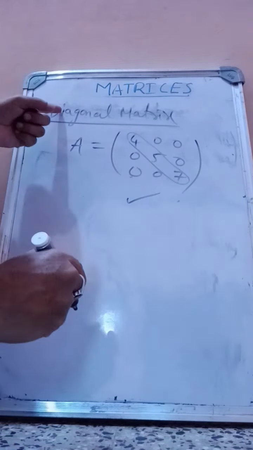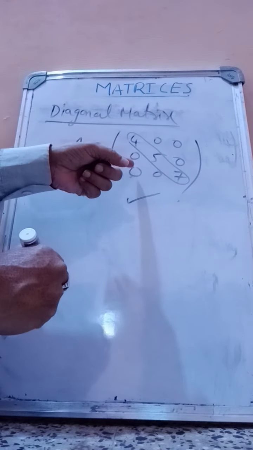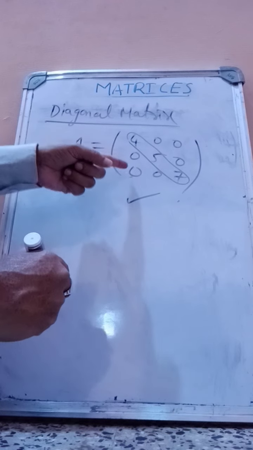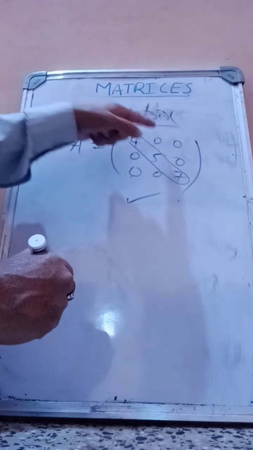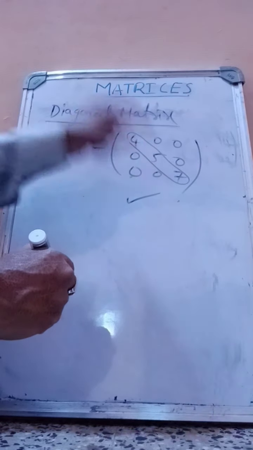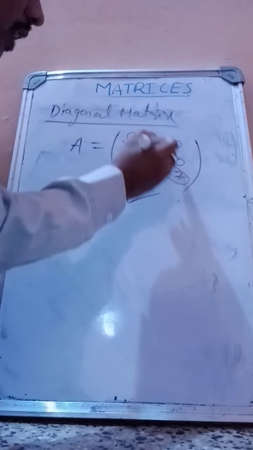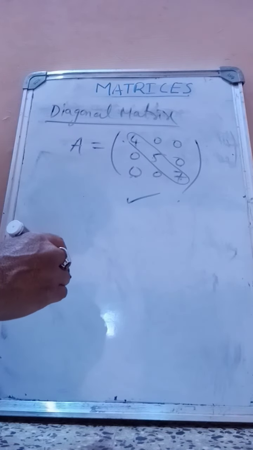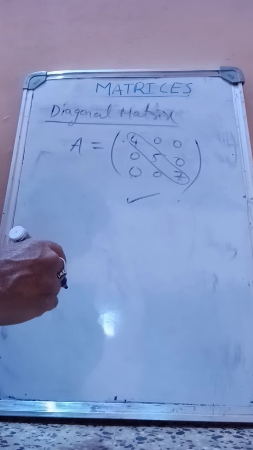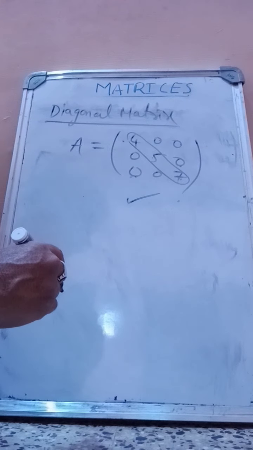Diagonal matrix: a square matrix. This is a square matrix, so the number of rows and number of columns are the same. A square matrix is said to be a diagonal matrix if non-diagonal elements are 0. See, these are the diagonal elements, 4, 5, 7. The non-diagonal elements are all 0. So our non-diagonal elements are 0. Then we can tell that this type of matrix is a diagonal matrix.